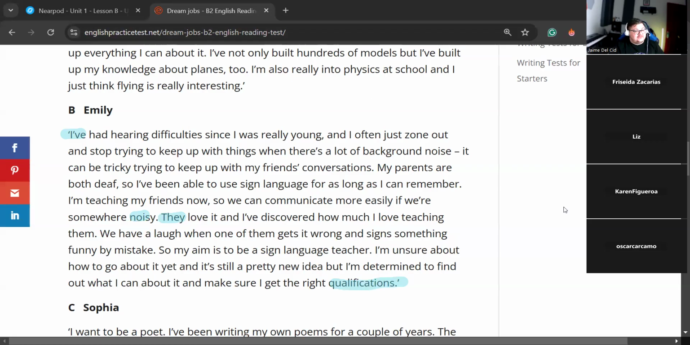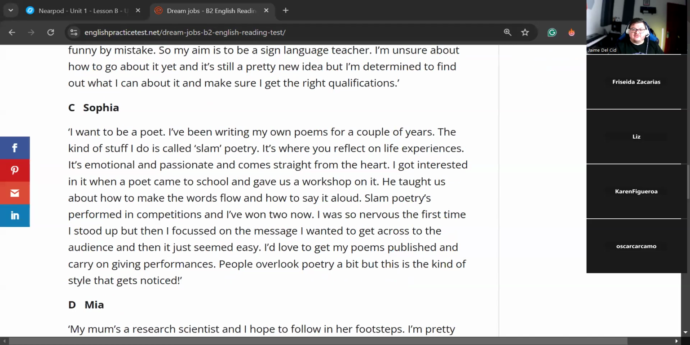So we have the story of Emily. This is a very interesting story. Let's go and talk about Sophia. In this case, this is going to be split between Liz and Luisa. So Liz, you're going to help me by kicking off the first paragraph with "I want to be a poet," and then you finish where it says "aloud." And I'm going to ask Luisa to go from "slam poetry."